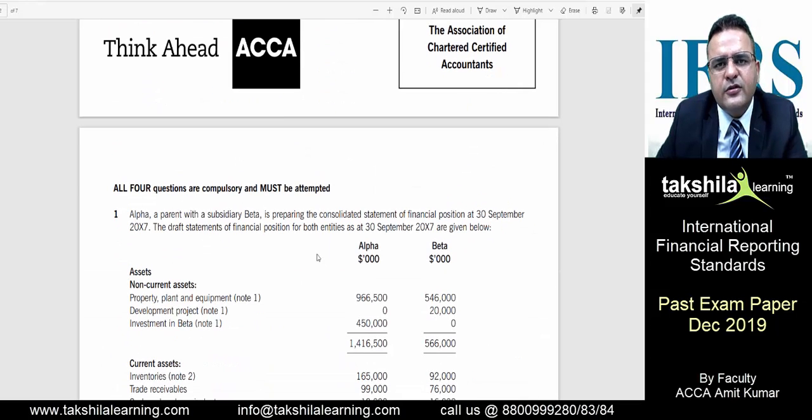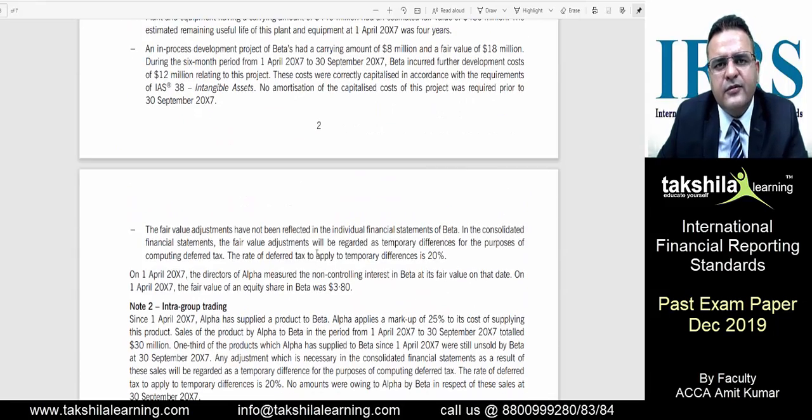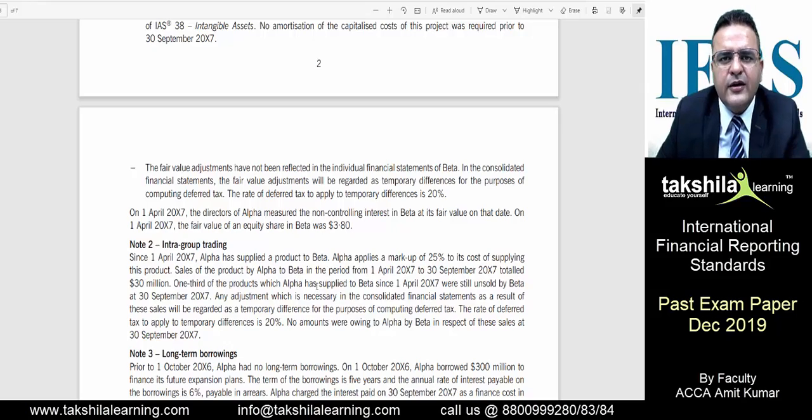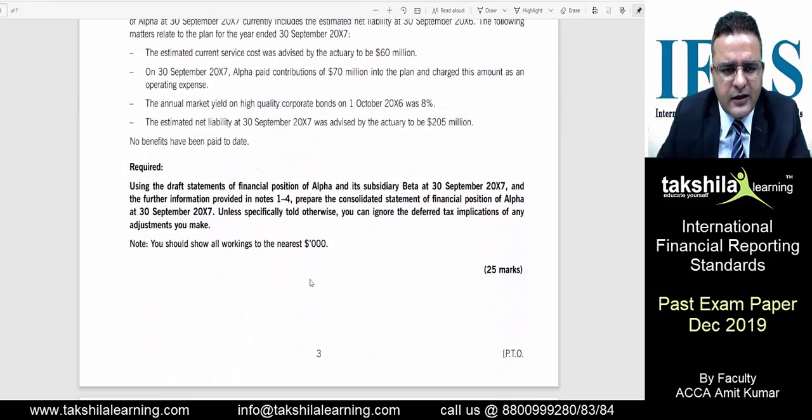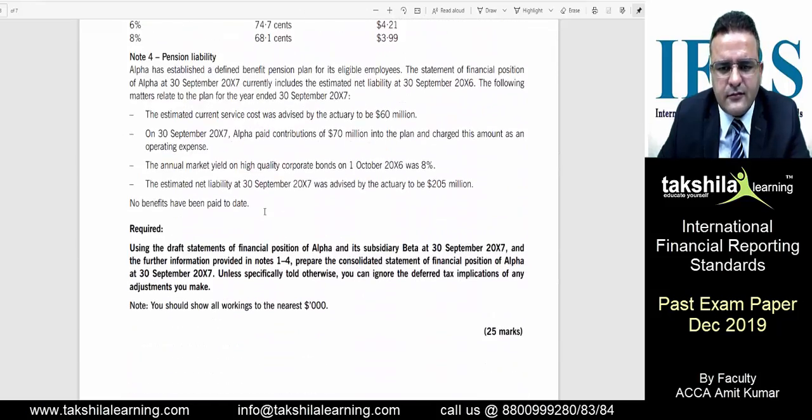Whenever we begin a question, first read the requirement and only then read the question, so that we know whether it is an income statement question, a balance sheet question, or simply asking us to calculate goodwill, NCI, or perhaps only group retained earnings. It helps us to know what the requirement is. Using the draft statement of financial position of Alpha and its subsidiary Beta at 30th September 20X7 and the further information provided in notes 1 to 4, there are 4 notes in this question. Prepare the consolidated statement of financial position of Alpha at 30th September 20X7.